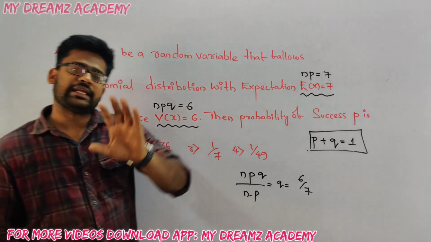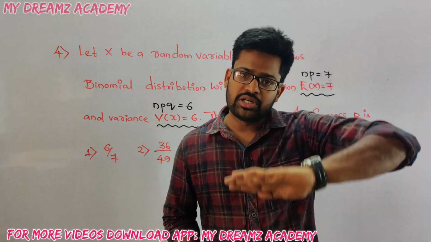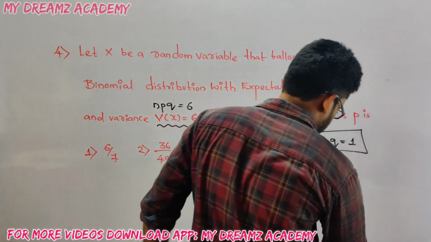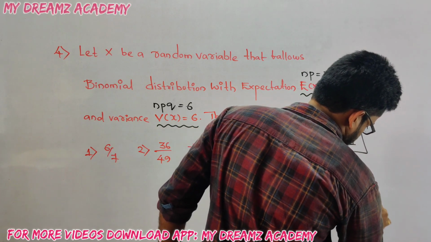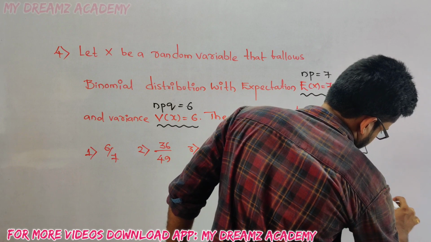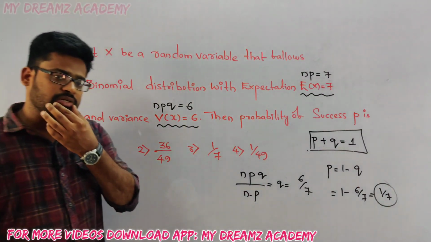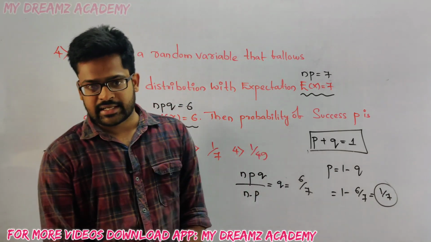But we need to calculate the probability of success, that is p. The probability of success p is equal to 1 minus q, 1 minus 6 by 7, which is 1 by 7. In the binomial distribution, probability of success plus probability of failure is equal to 1, that is 100%.